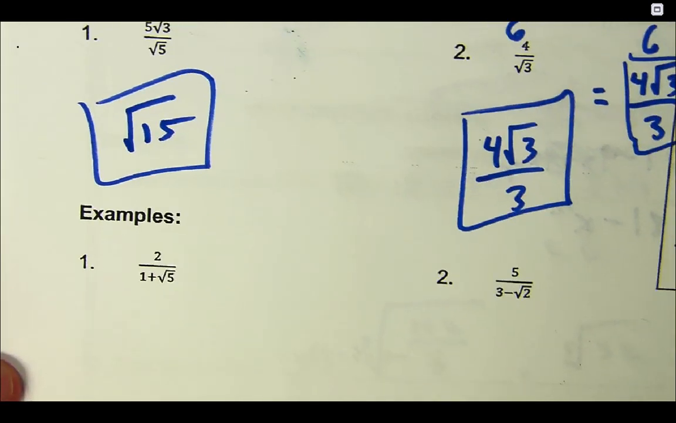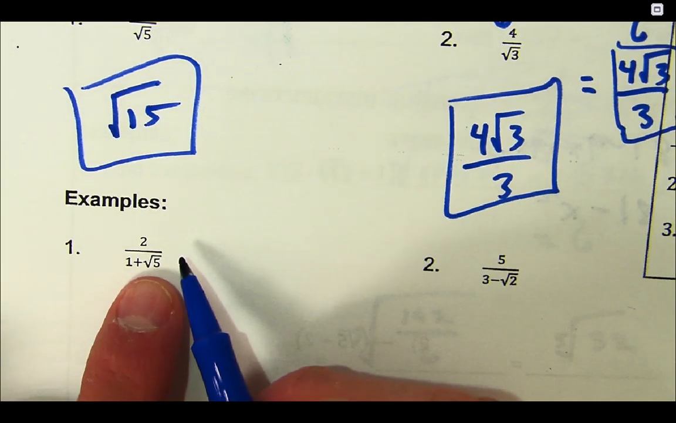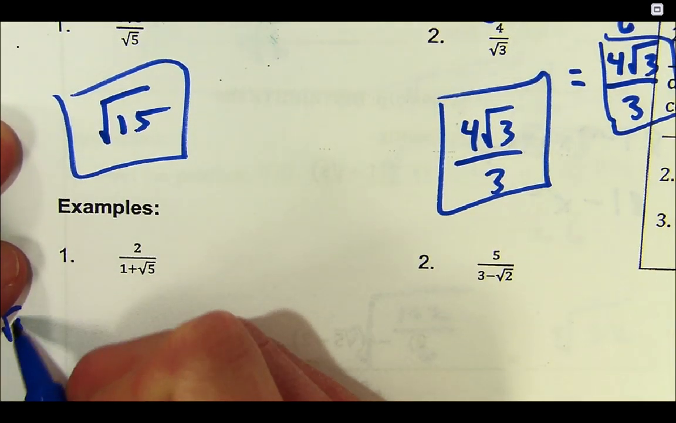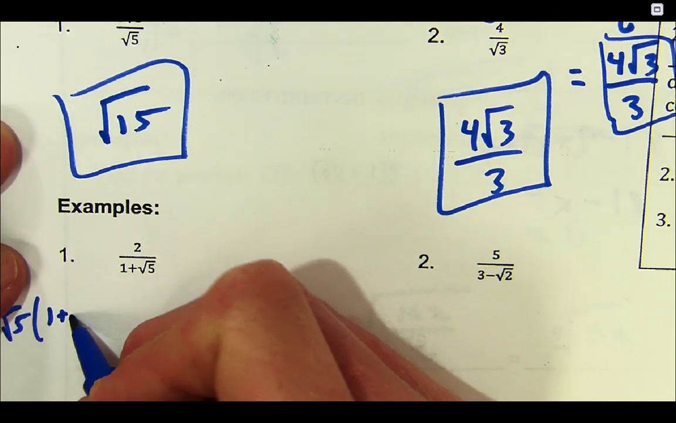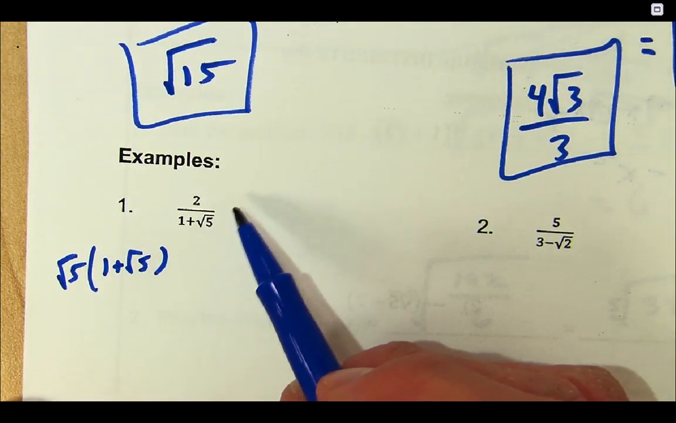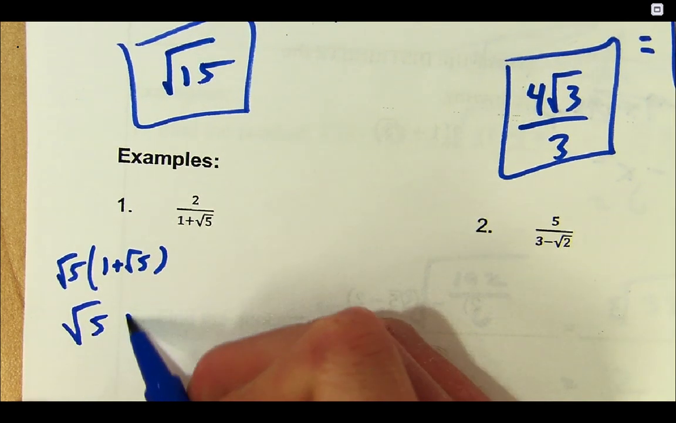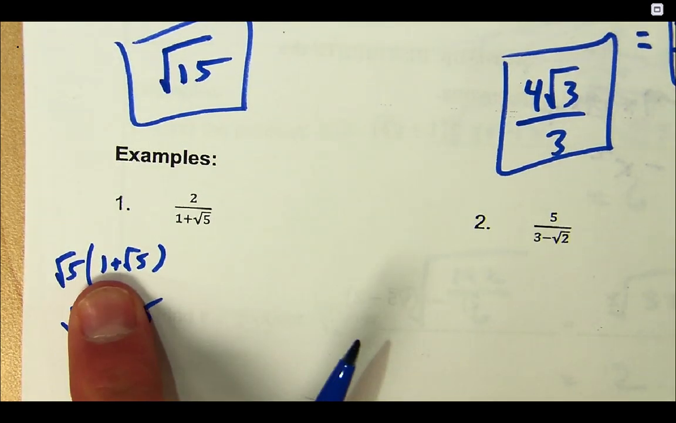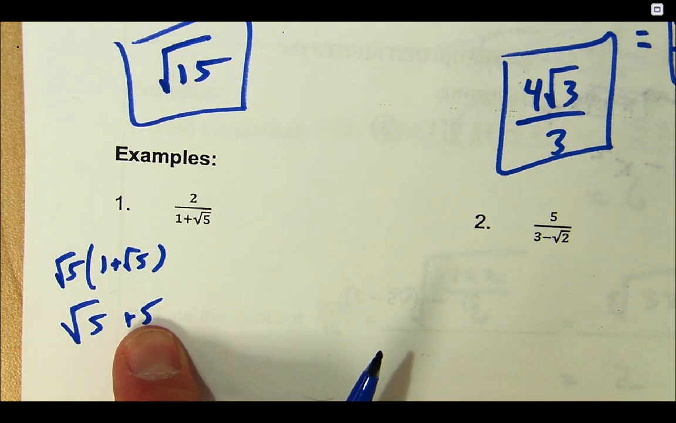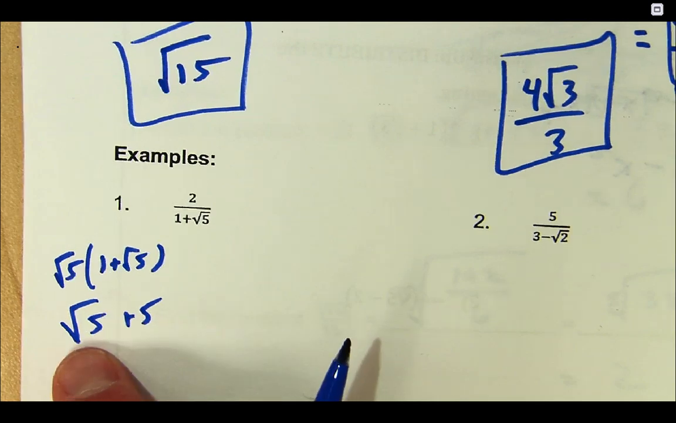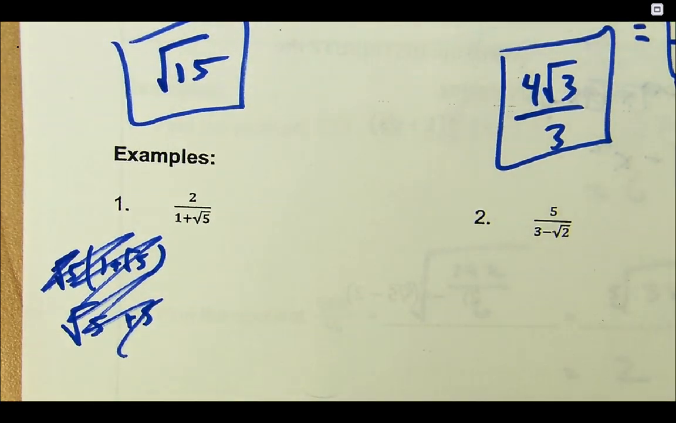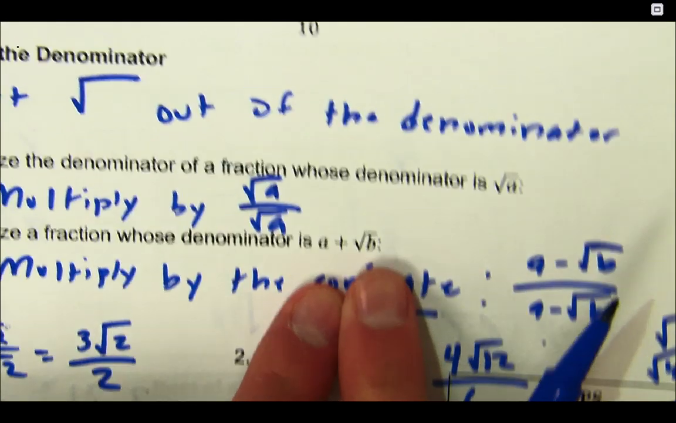So now when we come down to these, you can't just multiply top and bottom by the square root of 5, because if you did that, you would have to distribute this square root of 5 to both of these terms in the denominator. Root 5 times 1 is root 5. Root 5 times root 5 just gives you normal 5. That doesn't really help because now you still have this square root in the denominator. So that doesn't work. So that's why we have a different option.